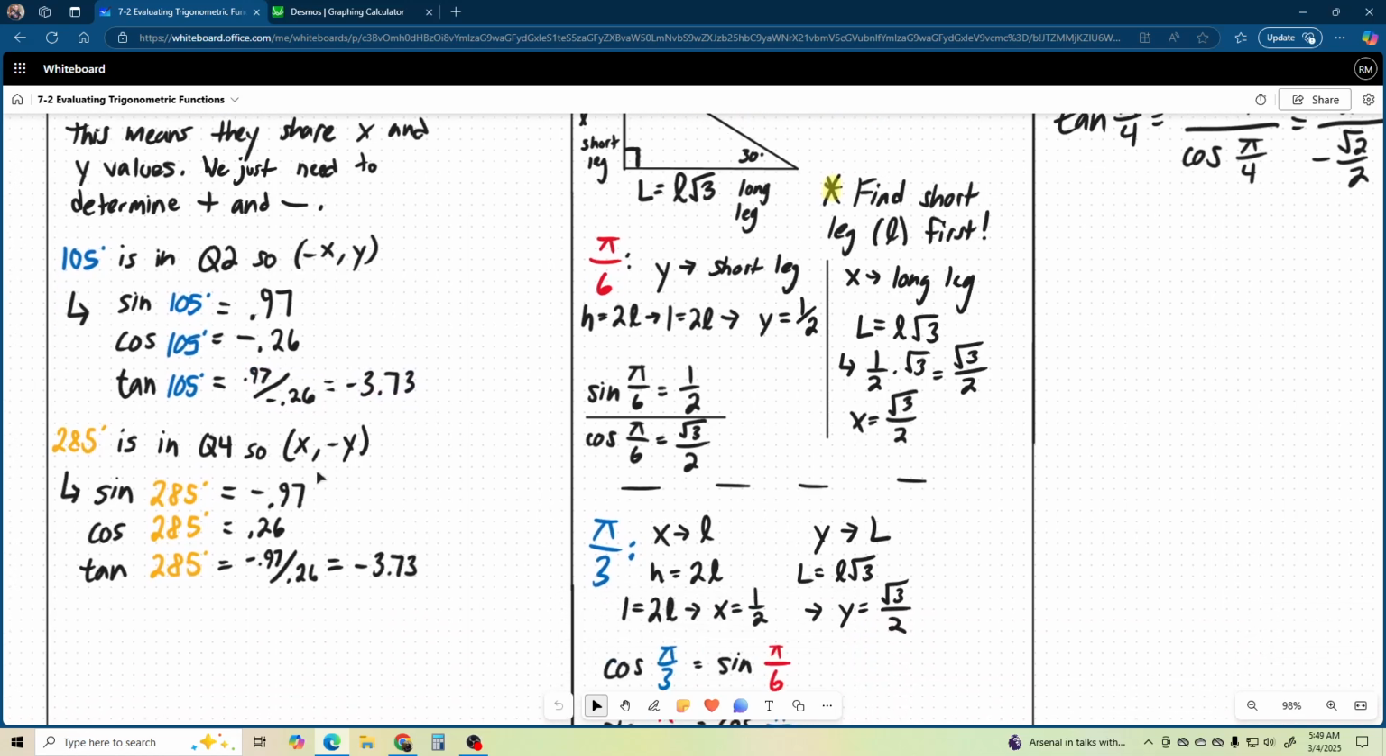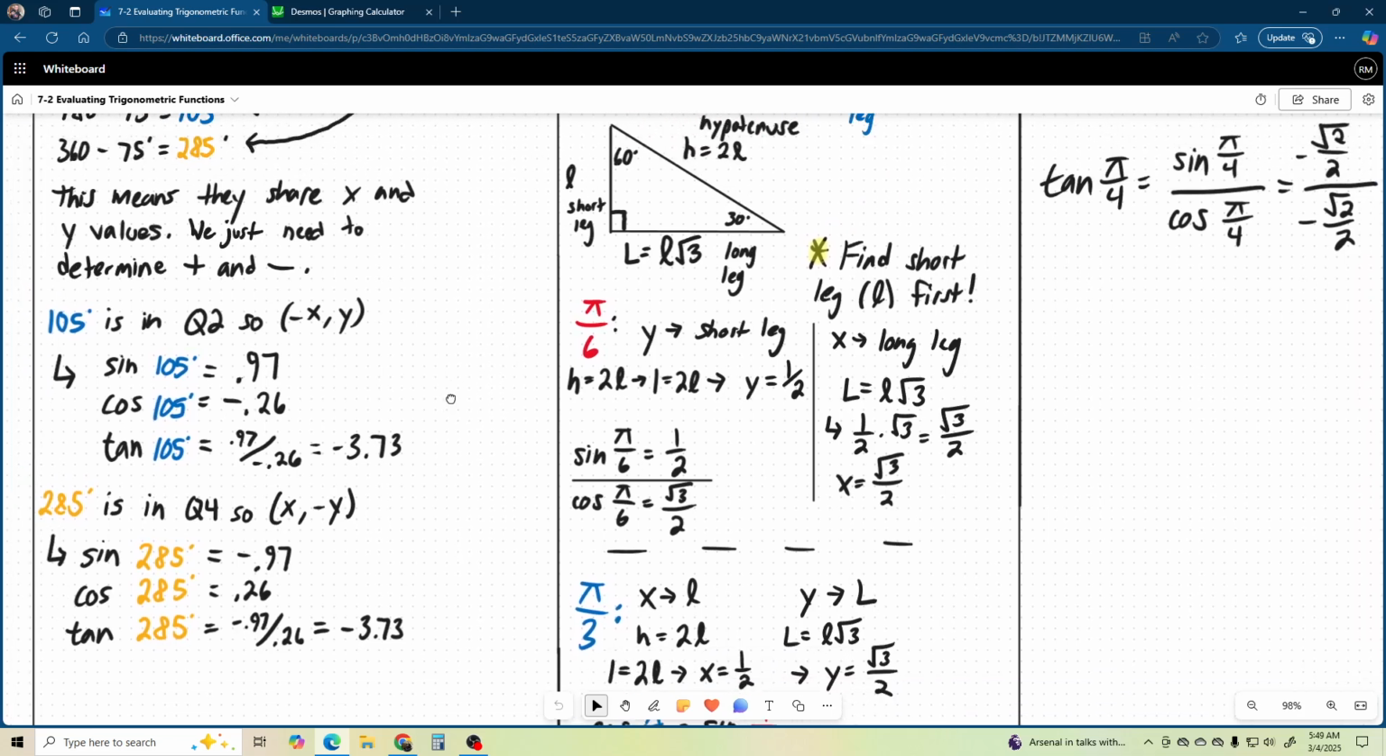And then in quadrant 4, our y values are negative, but our x's are positive. So we take the same values from before, but this time we have to make the 0.97 a negative. Our cosine is 0.26, and our tangent is our sine value over our cosine value, which again gives us negative 3.73, because they both have one negative value associated with them. So it's going to be the same.